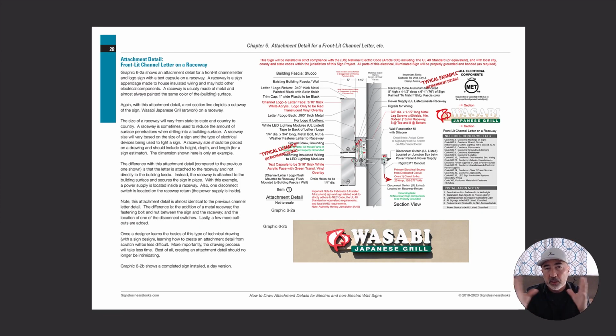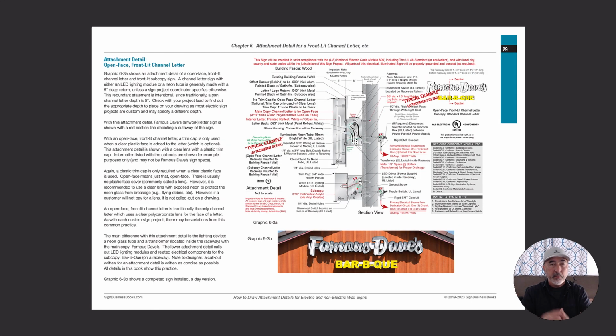Example 2 shows Wasabi Japanese Grill, which is a logo graphic, a channel letter set, and a text capsule all on a raceway. This is a common style sign sold to retail business in many cities in America. Example 3 shows Famous Days Barbecue, which is an open-face front-lit channel letter set, but the subcopy is a regular front-lit channel letter set, each on their own raceway. These 3 examples can be reconfigured any way you want to use them.